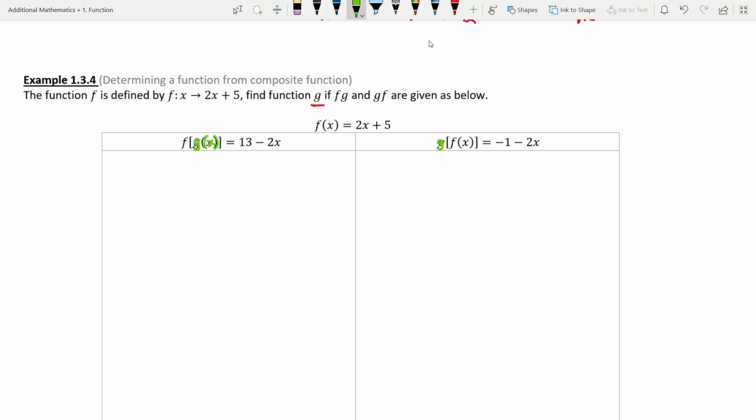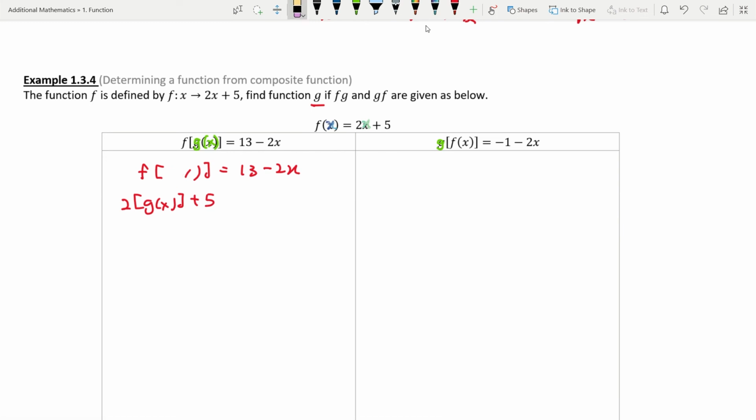Let's look at the first one. f of g of x equal to 13 minus 2x. How are we going to solve it? Let's look at our function f. x is the variable. For this one, they are substituting the g of x into the f. So since we already have the function f, this is easier to do. What we do is substitute the g of x into the x. So we have 2g(x) plus 5.